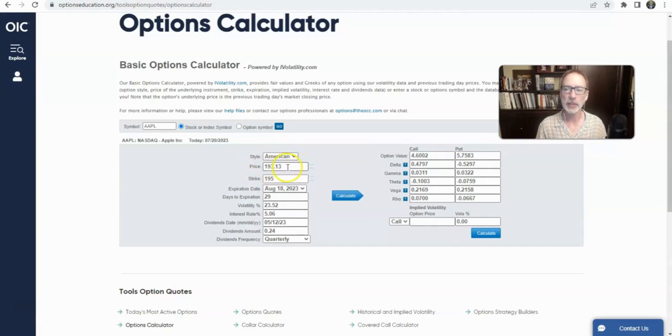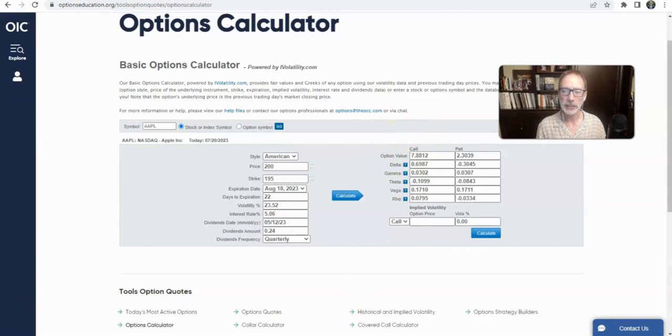When Apple's at $193.13, we're looking at the 195 strike. We've got 29 days, and the volatility is 23.5. That's where we started at 4.60. So let's go up to $200 now and change the days down to 22, so a week later, and then we click on calculate. So now our numbers look a little bit better here, $7.88 per contract.